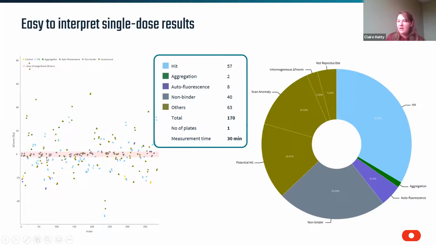Again, we see the scatter plot of our reference area, and we see our positive control measurements in yellow. Overall, we had 57 hits from this screen. And then some other things like compounds that cause aggregation or cause autofluorescence, and some that are inconclusive that you could look into further. There are different classes of inconclusive, which I won't go into more detail now. Overall, these 170 compounds in duplicate, we could fit onto one 384 well plate. The measurement time was 30 minutes for this experiment.